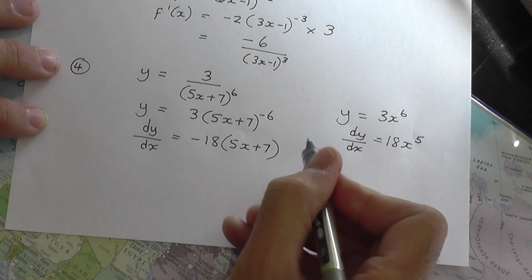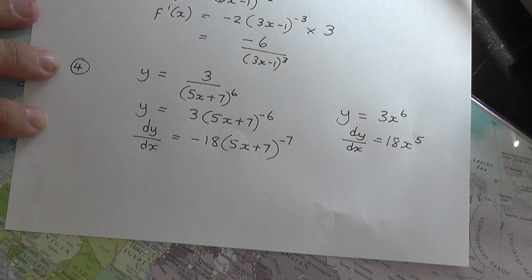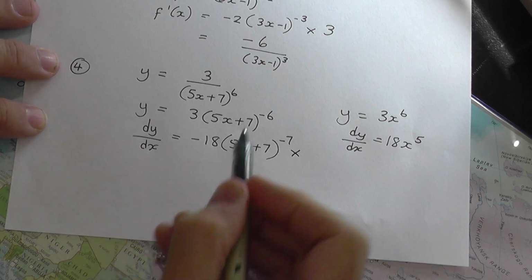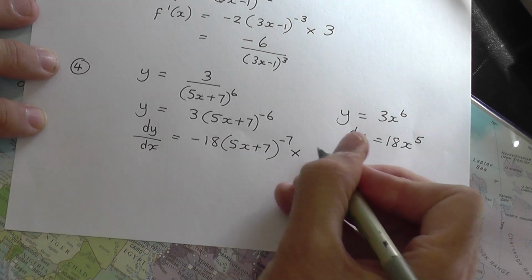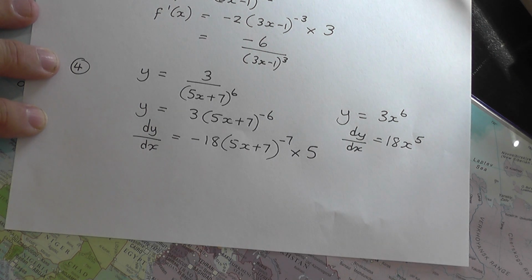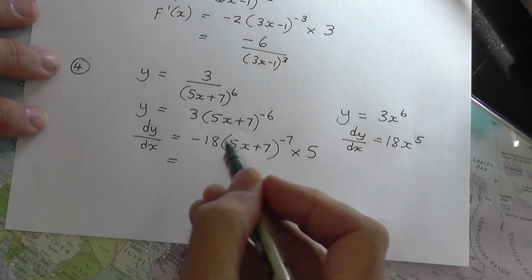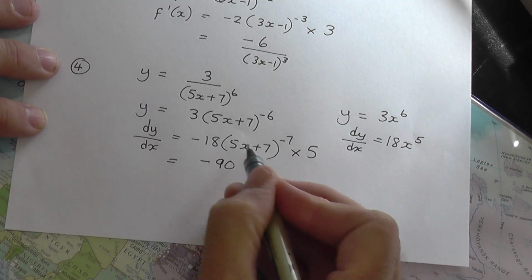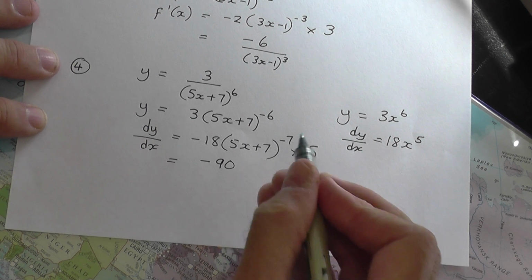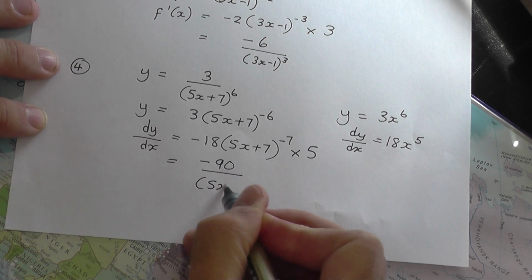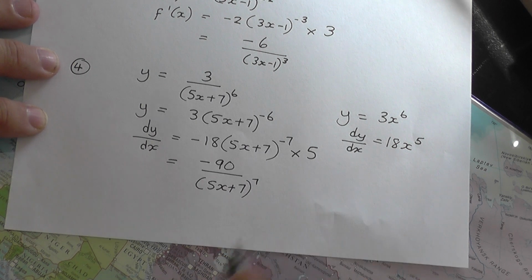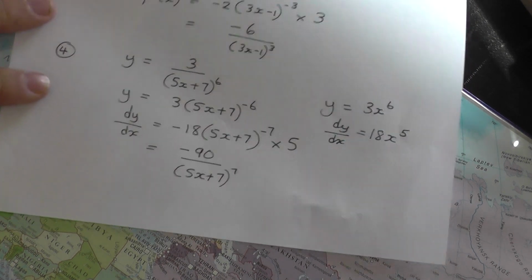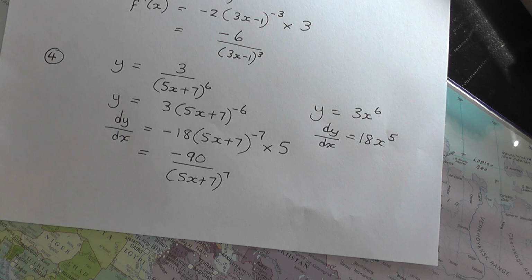5x plus 7, power goes down by 1 to minus 7. You then multiply by, go inside the bracket, you get 5 when you differentiate, you multiply by the 5. So the final answer here will be minus 18 times 5, which is negative 90, and then 5x plus 7 to the minus 7 means 5x plus 7 on the bottom line to a power 7. And there you go, there's your final answer for that question. So a selection there of 4 very quick function of a function ones involving some basic algebra.